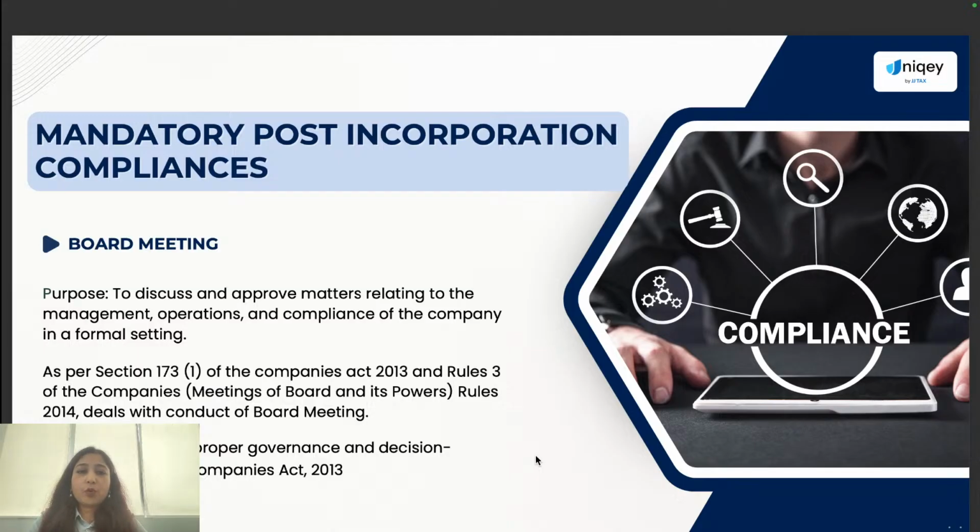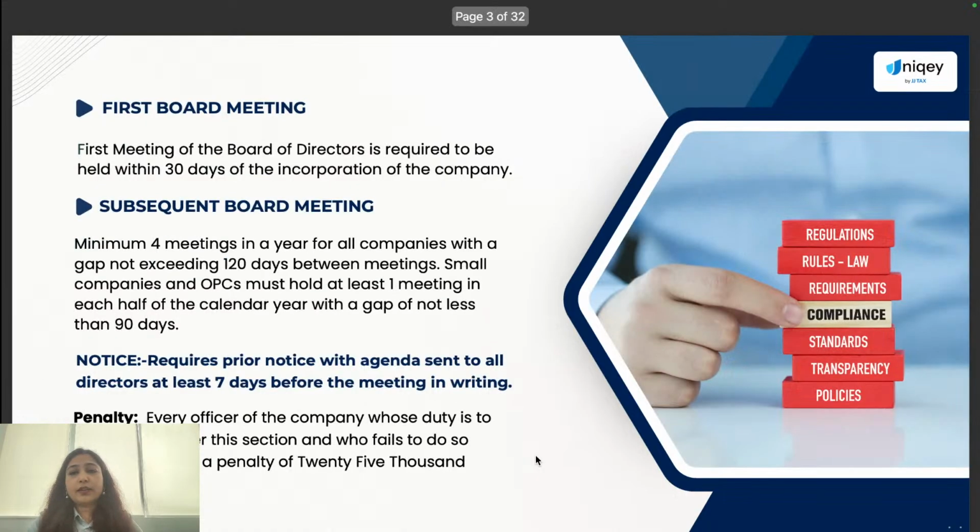After the incorporation, the first board meeting is required to be held within a period of 30 days from the date of incorporation. Four subsequent meetings are required during the financial year. That is a minimum requirement. There should be a gap of not more than 120 days between two board meetings. And for the OPC, at least one meeting should be held each half calendar year, with a gap of not less than 90 days.